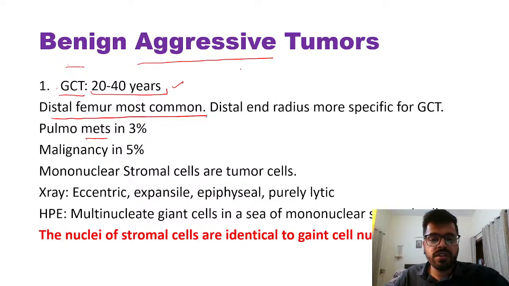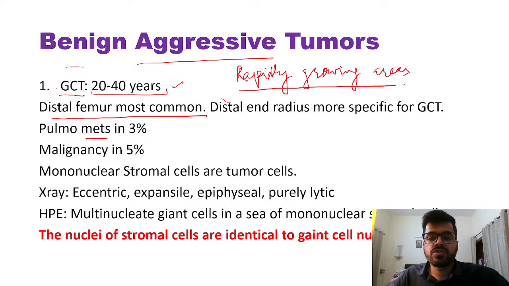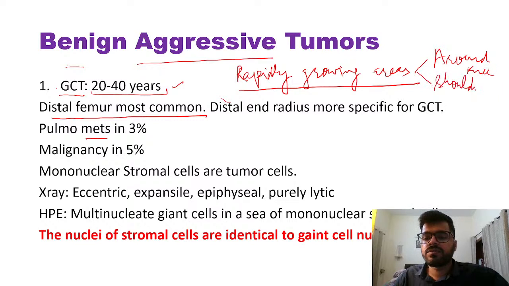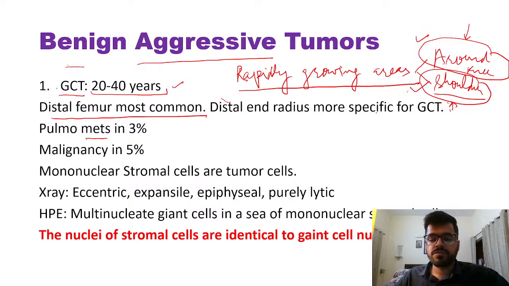Remember, for all tumors, rapidly growing areas are the commonest site. So what are the rapidly growing areas in a skeleton? These are around knee and shoulder. So most of the tumors occur in these locations around knee, that is distal femur and proximal tibia, and shoulder. So most of the tumors will be here.